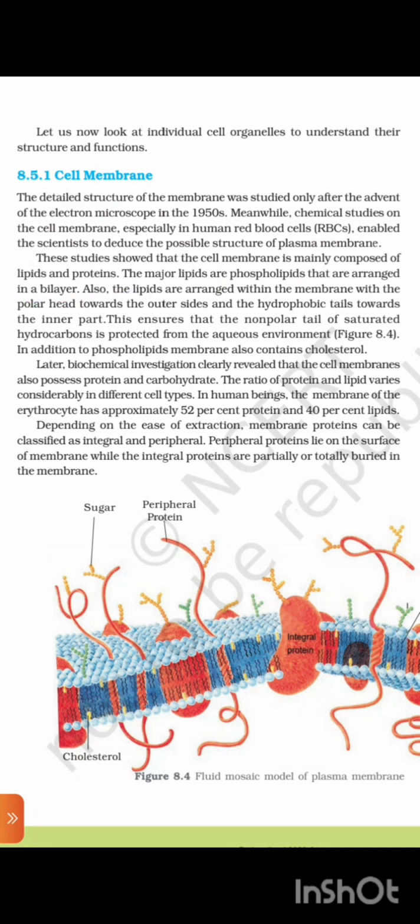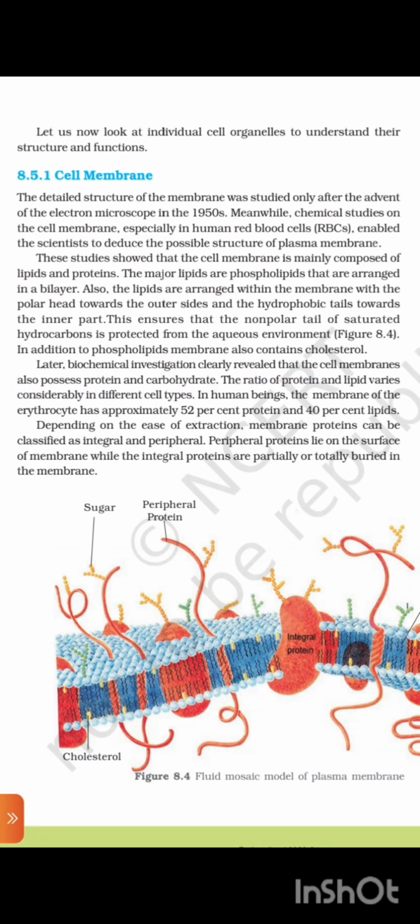Also, the lipids are arranged within the membrane with the polar head towards the outer side and the hydrophobic tail towards the inner part. This ensures that the non-polar tail of saturated hydrocarbon is protected from the aqueous environment. Figure 8.4. In addition to phospholipids, the membrane also contains cholesterol. Later biochemical investigation clearly revealed that the cell membrane also possesses protein and carbohydrate.